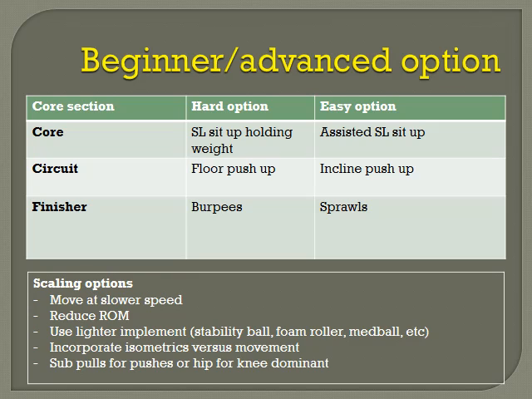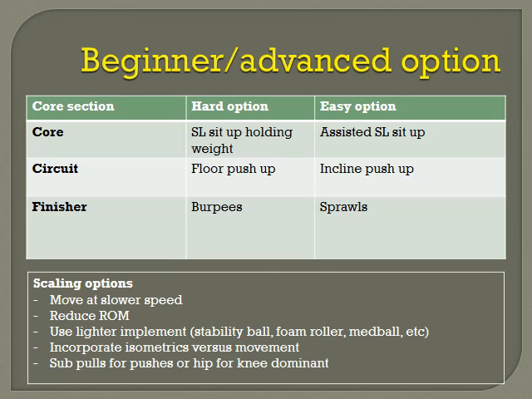So if we look at an example here of a hard option for the circuit, we might have a push-up on the floor. The easy option might be a push-up inclined up on a bench or even a wall. Okay, for a finisher, we might have somebody doing burpees for the hard option, which involves a lot of jumping and that sort of thing. And we might have them doing just a slow sprawl where they come into a push-up position and simply stand up at a slower pace for the easier option. So again, we just make the exercises harder or easier, and we fill that in the template.